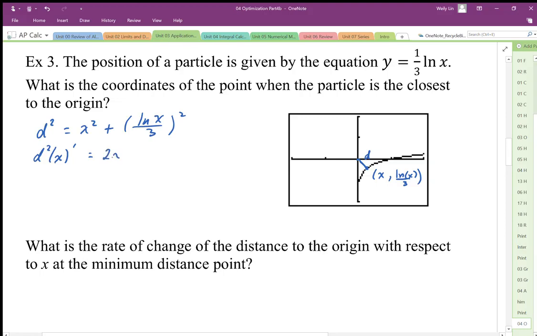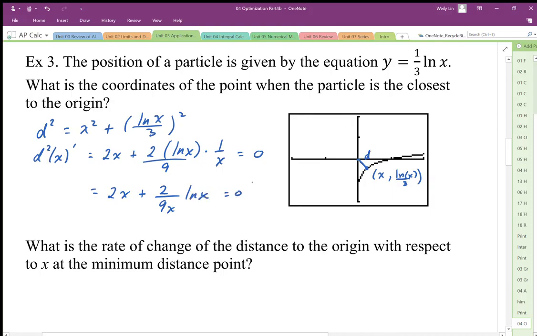So we end up with 2x plus 2 times log x, and that's all over 3 squared, and then times the derivative of log x, which is 1 over x. So this equation is equal to 0. We can then solve this equation. Simplifying this, we get 2x plus 2 over 9x log x equals 0.